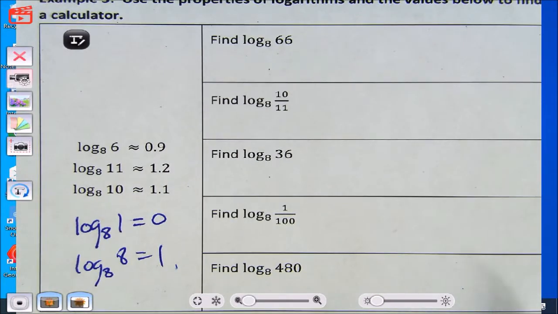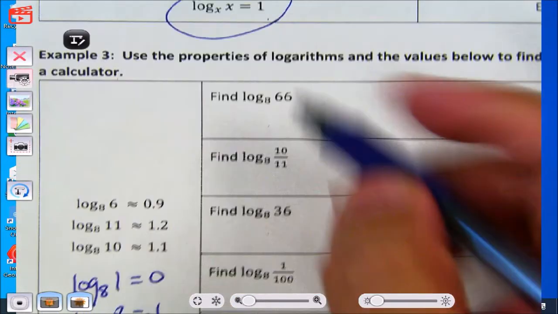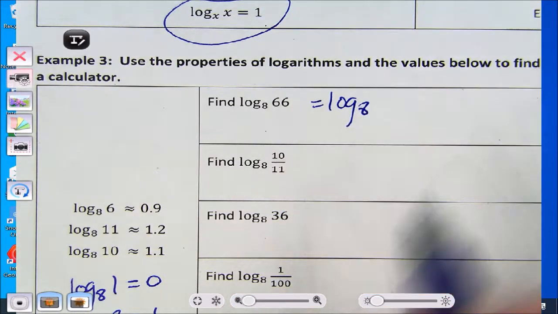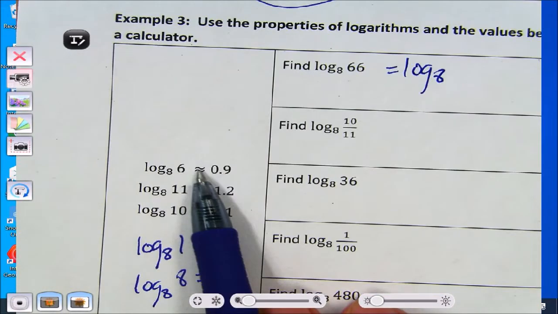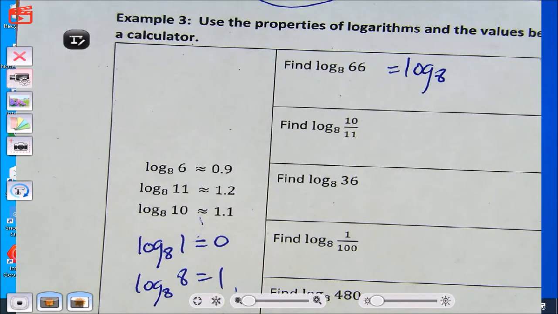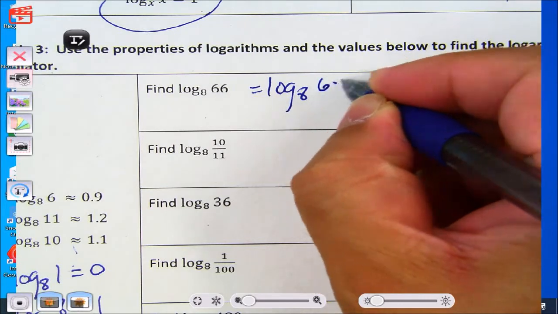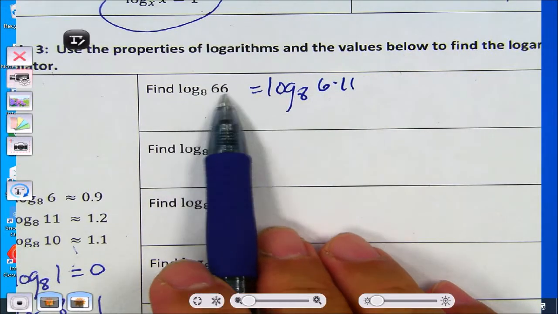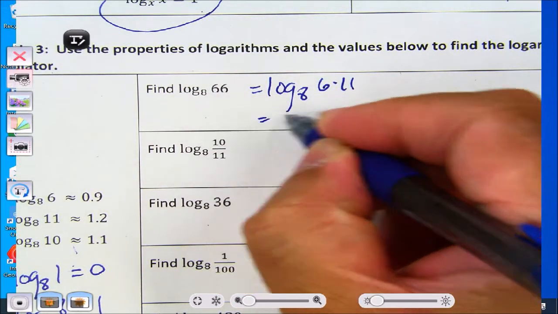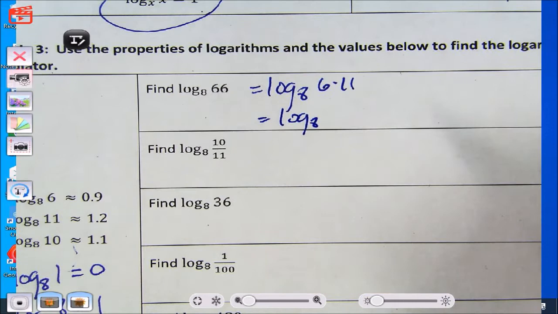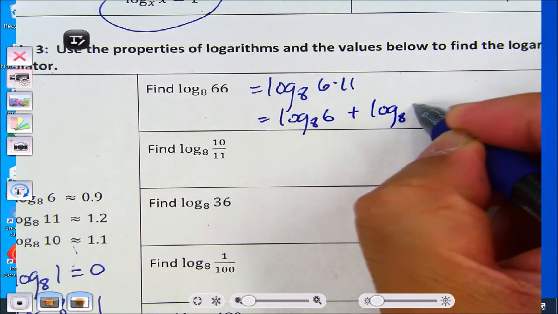So what makes it a puzzle part? Here, I have log base 8 of 66. I have to rewrite this as a combination of these numbers I have over here, 6, 11, and 10. So what's 66 as a combination of 6, 11, or 10? 6 and 11. Well, what's the operation between them? 6 times 11. So these two are equivalent. Log base 8 of 66 equals log base 8 of 6 times 11. And using the property of logs, what is that equal to? Log base 8 of 6 plus log base 8 of 11.